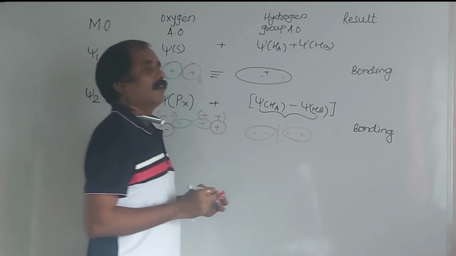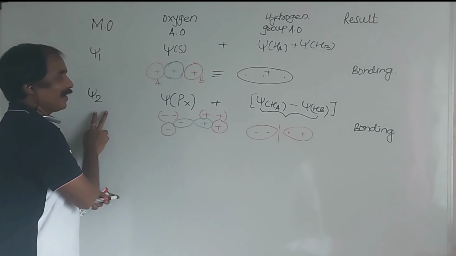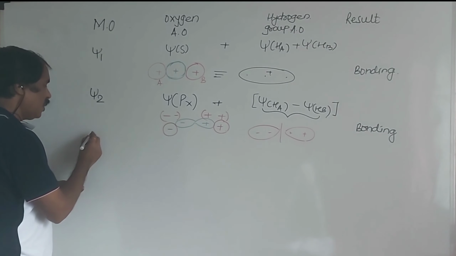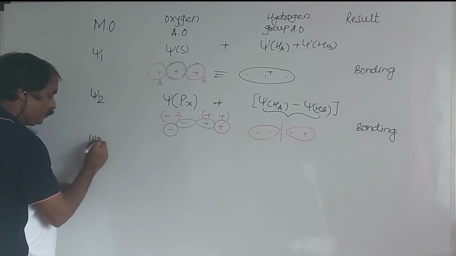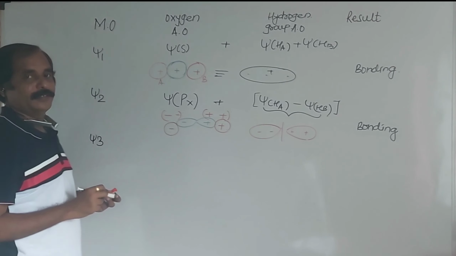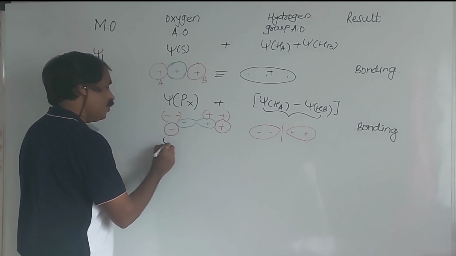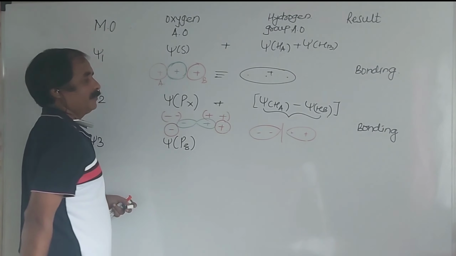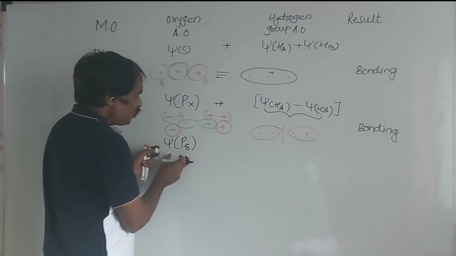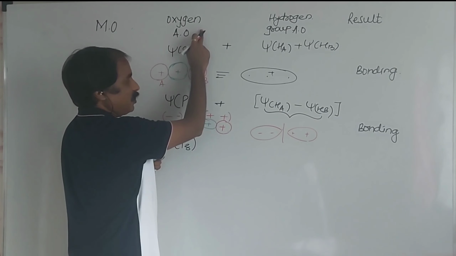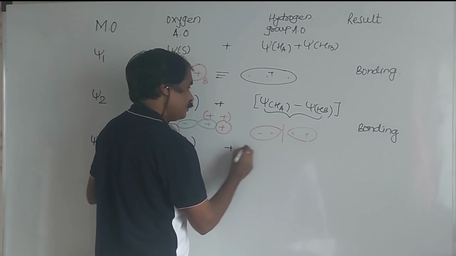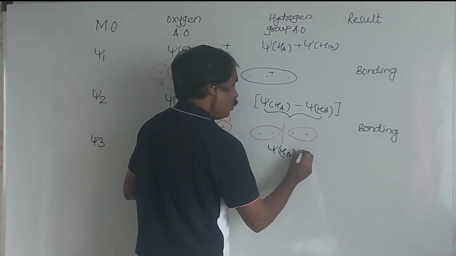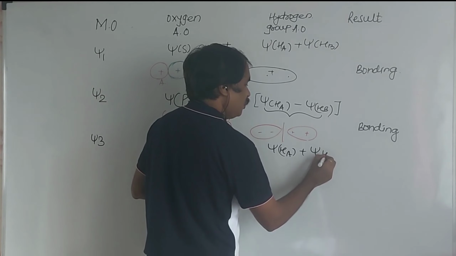Formation of bonding molecular orbital. This is the second possibility, that is the second molecular orbital. Third, psi 3. So for this I will take the wave function of Pz, the addition of the wave function of Pz of oxygen with psi Ha plus psi Hb.